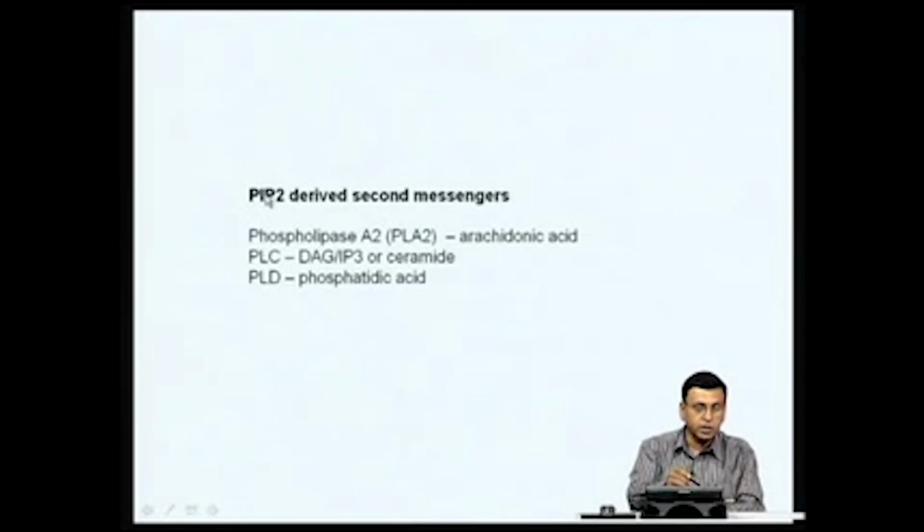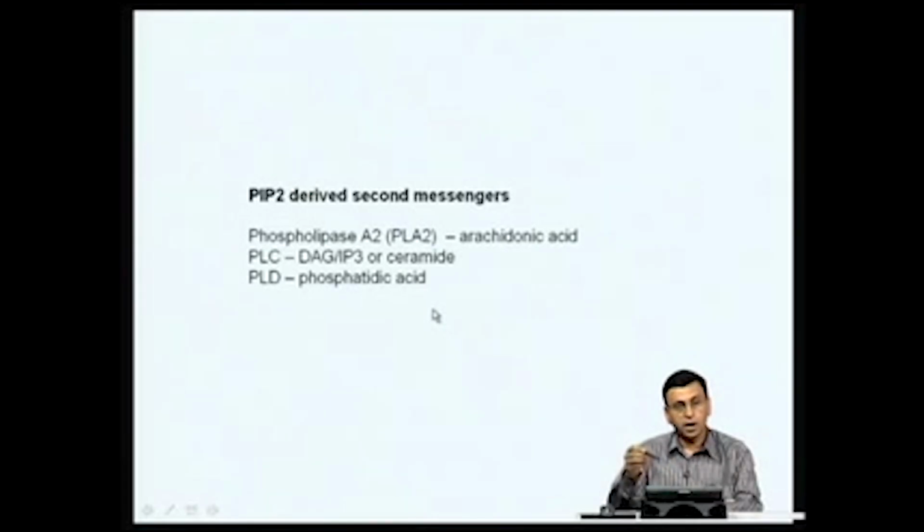So, phosphatidylinositol bisphosphate can lead to the synthesis of a number of lipid-based second messenger molecules. What I discussed so far is how phospholipase C converts phosphatidylinositol bisphosphate to diacylglycerol and inositol triphosphate. The same phosphatidylinositol bisphosphate can also be acted upon by phospholipase A2, resulting in synthesis of arachidonic acid, whereas phospholipase D converts phosphatidylinositol bisphosphate to phosphatidic acid, and all these things have very important physiological functions.